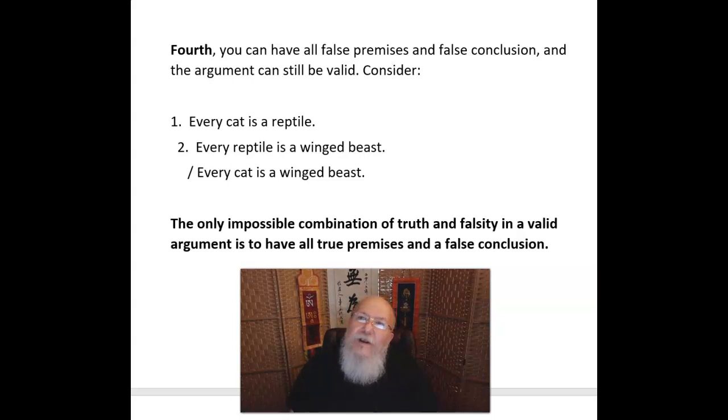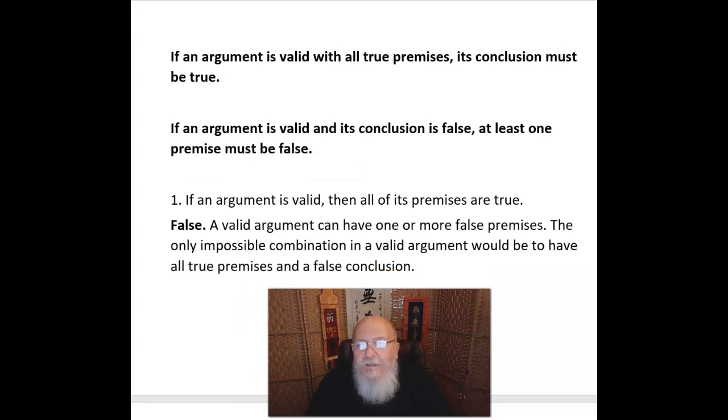But if every cat was a reptile, and if every reptile was a winged beast in some possible world, then it would have to be true that every cat was a winged beast as well. So the only impossible combination of truth and falsity in a valid argument is to have all true premises and a false conclusion. So if an argument is valid with all true premises, its conclusion must be true. And if an argument is valid and its conclusion is false, at least one of its premises would have to be false. Why? Because if it had all true premises and a false conclusion, it would be invalid.